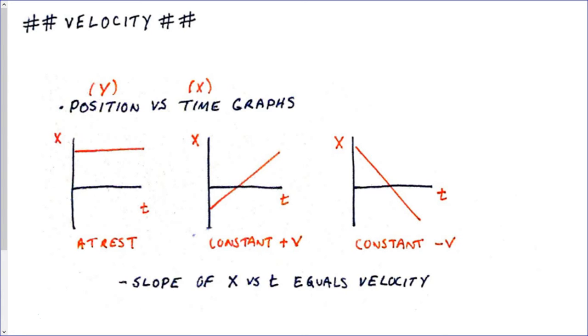For a graph of position versus time, the slope is equal to the velocity. So in the first case, our velocity was 0, so we have a horizontal line. In the second case, we have a positive constant velocity, so our line has a positive slope and it's straight. And in the third case, we have a negative constant velocity, so our line has a negative slope and it's also straight. You may remember from math class that slope is equal to rise over run, which in this case is our change in x over our change in time, which you may recognize as the equation for average velocity.